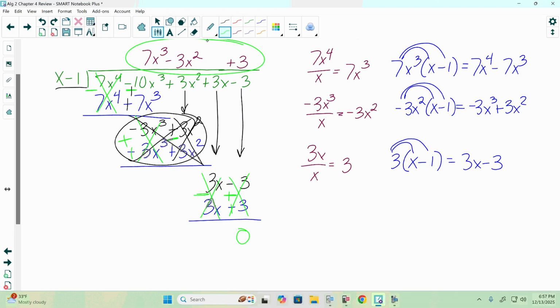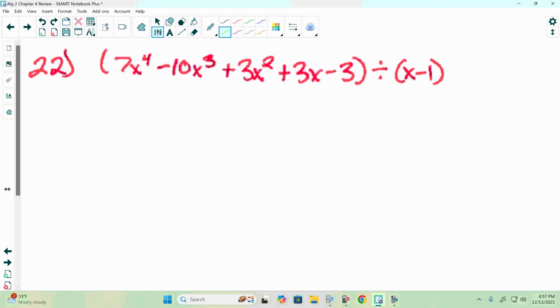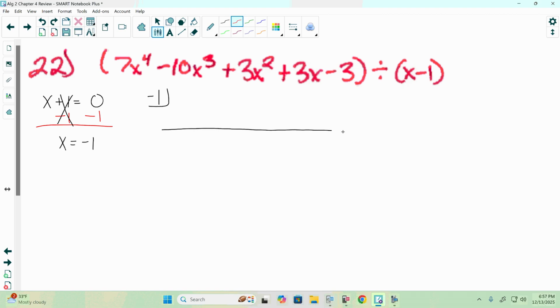All right. Take 2. We're going to set what we're dividing this by equal to 0, and solve. And again, we're just solving for x in this case. Those cancel, telling me x is negative 1. And negative 1 is our number that goes in the cubby. And then we take our coefficients going across the top, starting with 7 for x to the fourth. Negative 10 for x cubed, 3 for x squared, 3 for x, and negative 3.